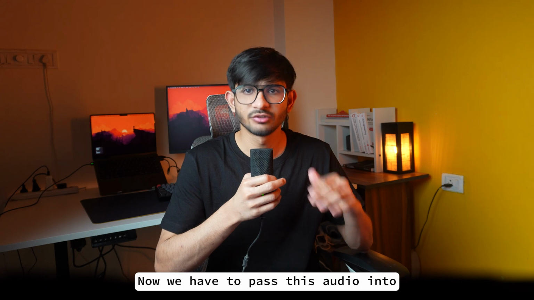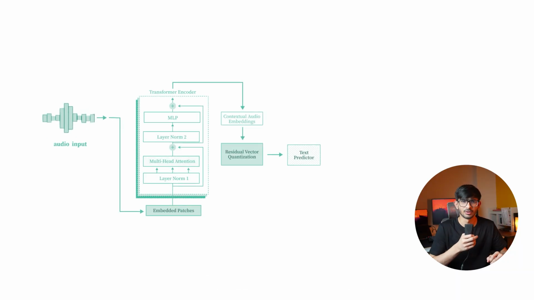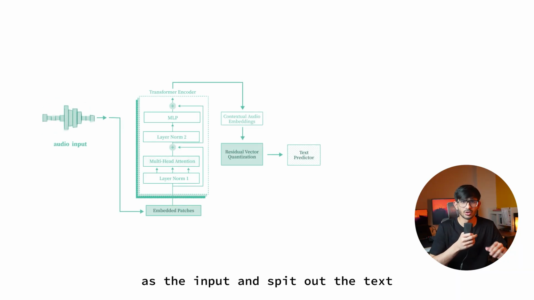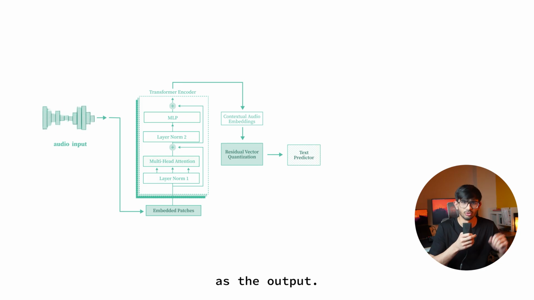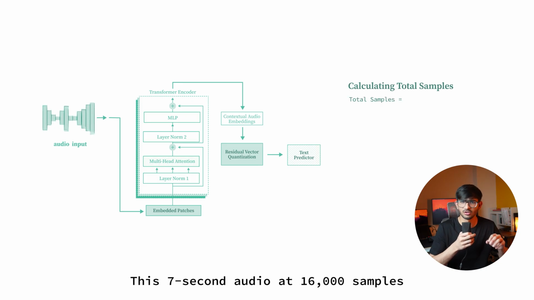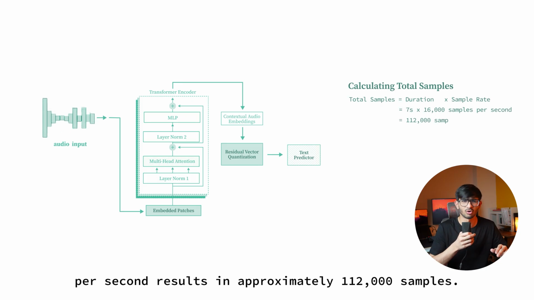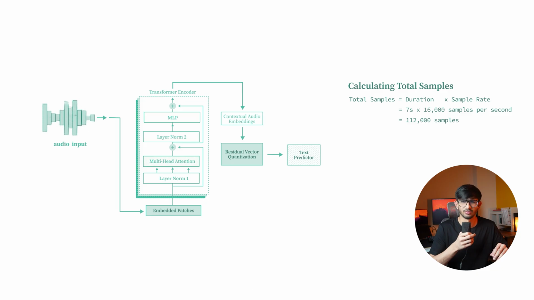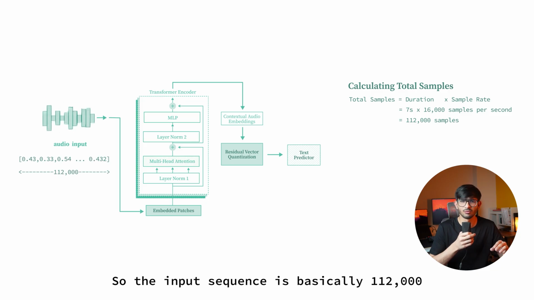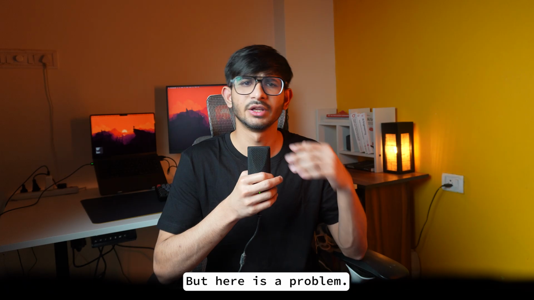Now, we have to pass this audio into the self-attention mechanism. As you know, the model will take audio as the input and spit out the text as the output. This 7-second audio at 16,000 samples per second results in approximately 112,000 samples. So the input sequence is basically 112,000 numbers. But here is a problem.